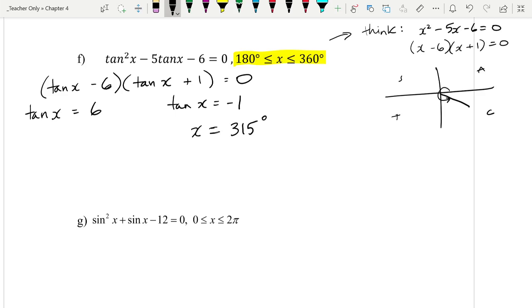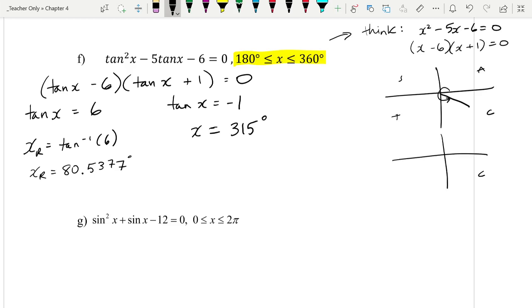Okay? So first things first, I find my reference angle. The reference angle is the inverse tan of 6. And we'll do the same thing we did last time. Now, we want to be in degrees. My calculator is already in degrees. Always check to make sure you're in the right mode. Inverse tan of 6, and that would be a reference angle of 80.5377 if I go to 4 decimal places, degrees.